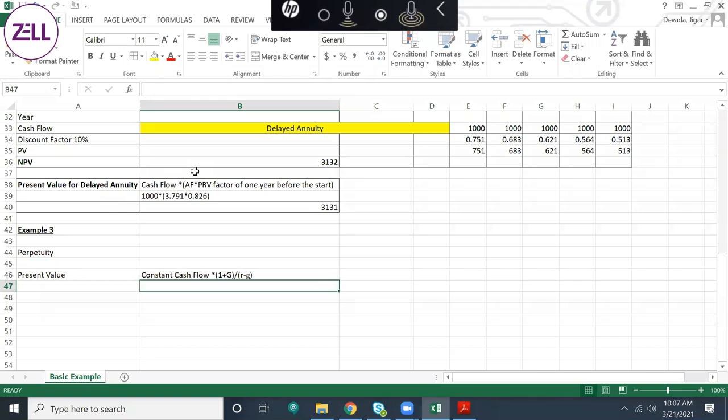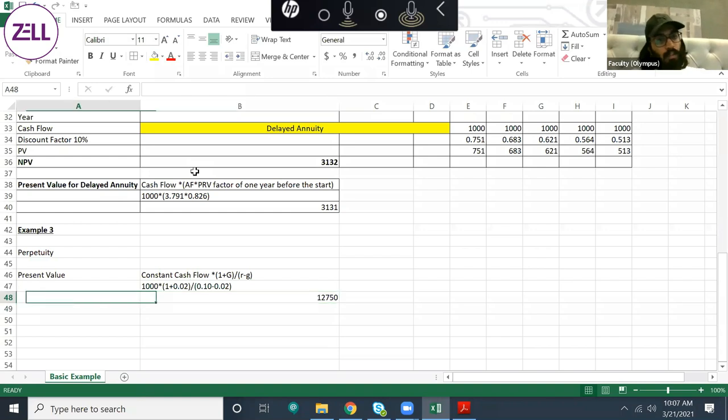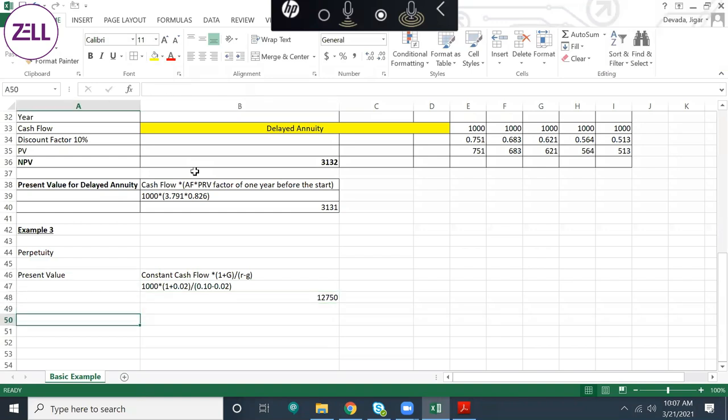1,000 into 1 plus 0.02, divided by 0.1 minus 0.02. This is what everyone got? Yes.